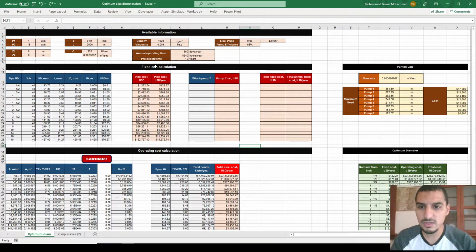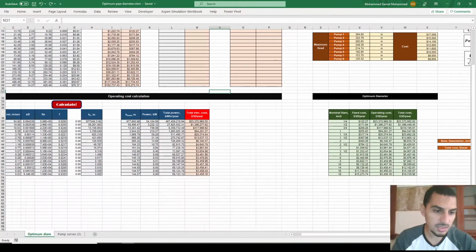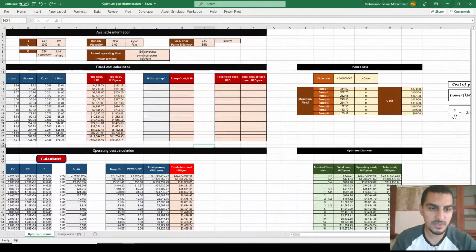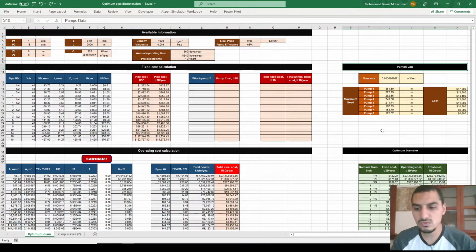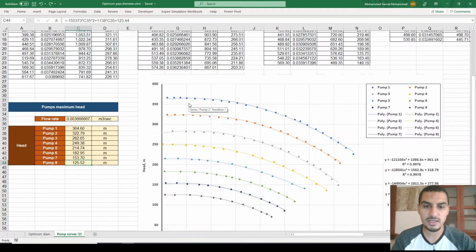I rearranged the file so that it's more suitable for the calculations, including the pumps. And here I have the available data: the fixed cost calculations in this part, the operating cost calculations in this part, and this is where we have the data of the pump. I put the optimum diameter calculations here, and the plot is here as well, and I put the equations on this side. To understand this part, I just want to go to the next sheet where I have a lot of data.